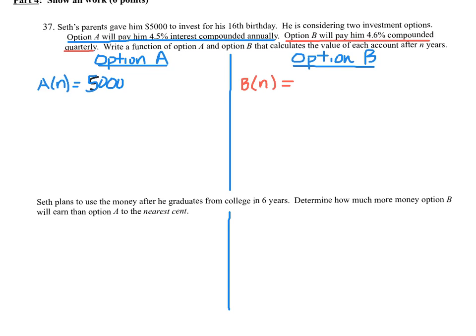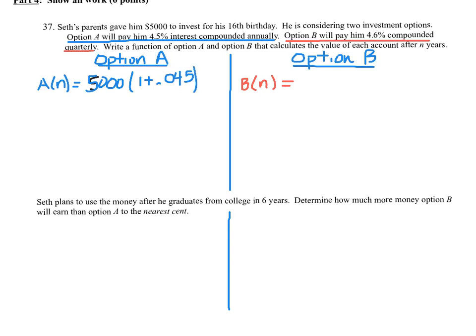And then they are going to pay him 4.5% interest compounded annually. So that would be 1 plus the rate, which is 0.045. Now, compounded annually means 1 time a year. So technically, this would be over 1 because it's compounded 1 time a year, but we don't really have to write that. Okay, that'll make more sense, I think, when we get to option B.